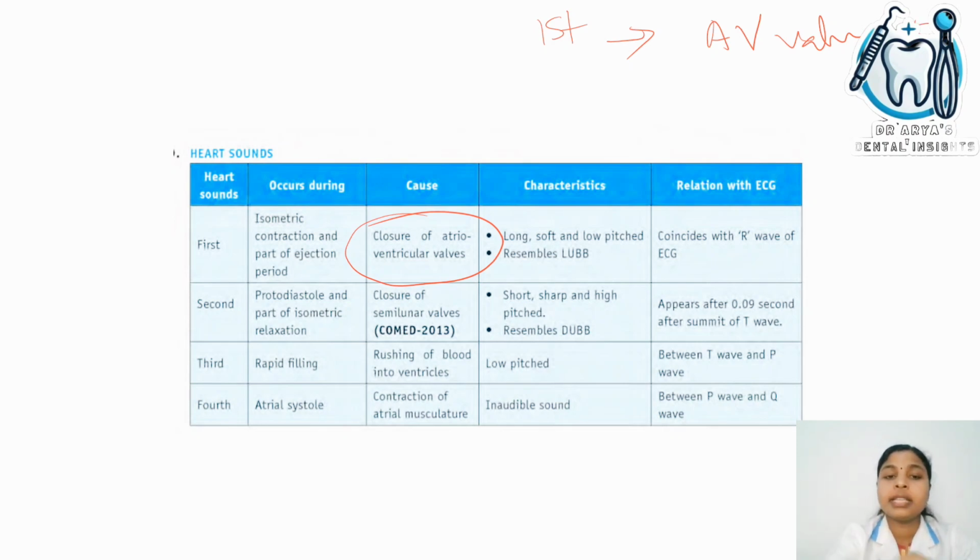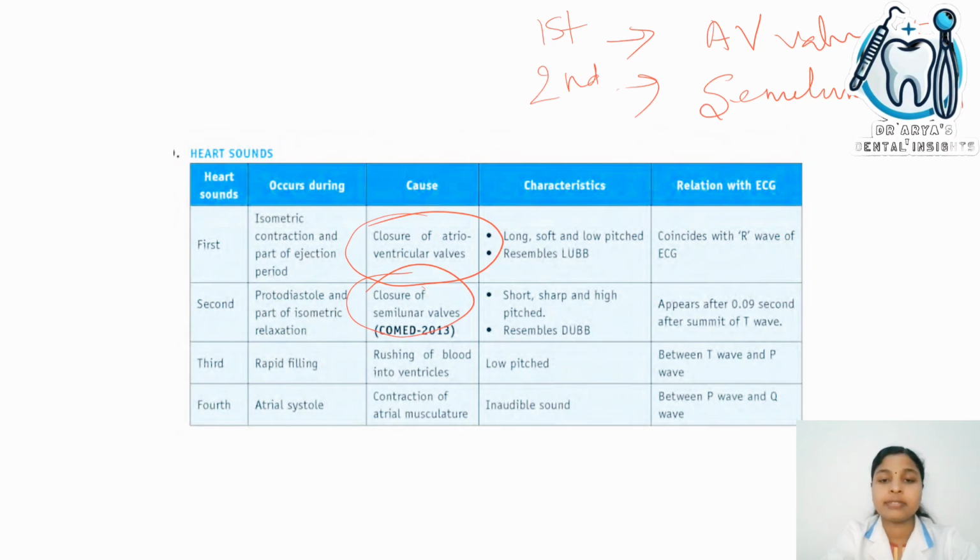Okay. Then the second sound occurs during protodiastole and part of isometric relaxation, and it is due to the closure of semilunar valves. Here it is a short, sharp and high pitched sound. It is very, very important. The second sound is due to semilunar valves, and it resembles the dub sound. It appears 0.09 second after the summit of the T wave.